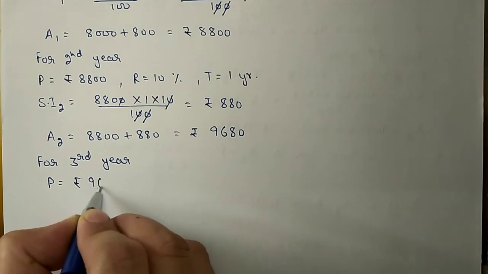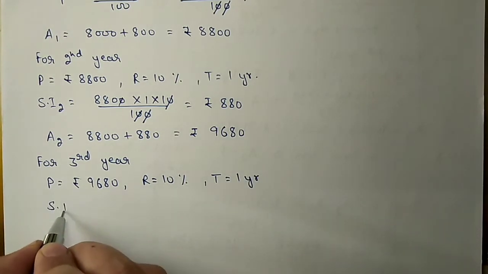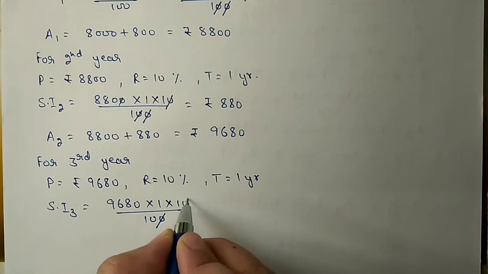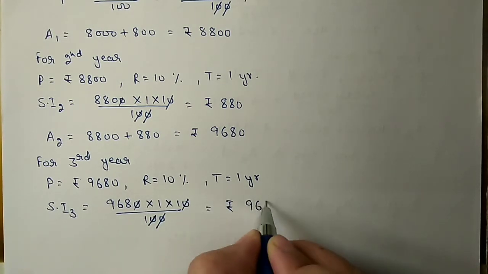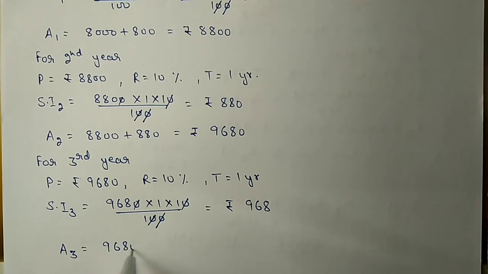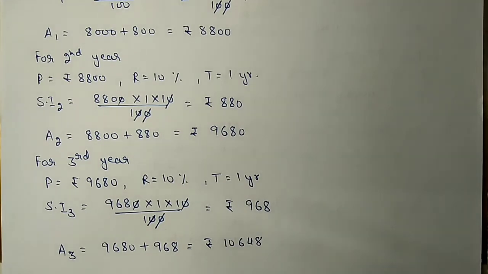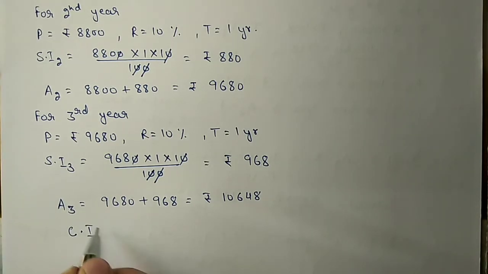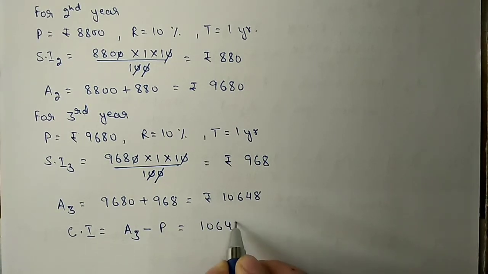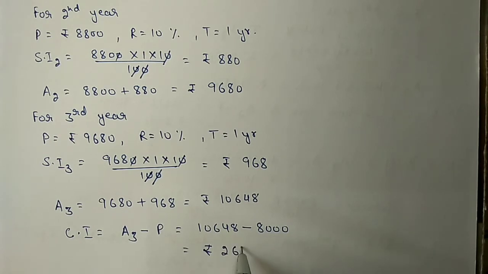Principal money is 9680 rupees. Rate of interest is 10%. Time is 1 year. Simple interest for the third year is 9680 into 1 into 10 divided by 100. 10 and one more 0 we can cancel out. So we will get 968 rupees simple interest for the third year. So the amount by the end of the third year will be 9680 plus 968 rupees, which is equal to 10,648 rupees. And we have to calculate compound interest also. Compound interest is equal to final amount minus initial principal. So the final amount was 10,648 rupees and the initial principal was 8,000 rupees. After subtraction we will get 2,648 rupees.